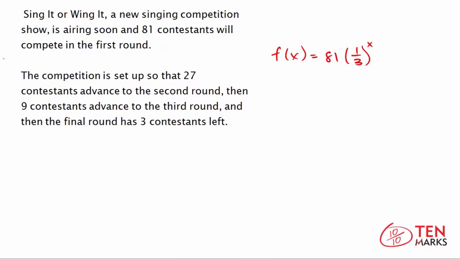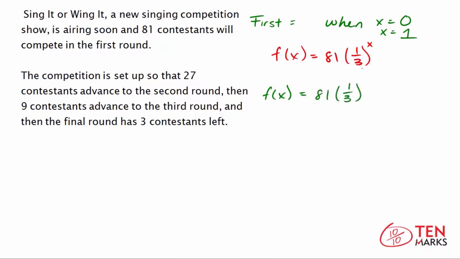Now the first round, okay, let's think about the first round. First round is when x equals 0. So that means the second round is when x equals 1. So let's use this formula and just test it out. So you have f of x equals 81 times 1/3 to the power of x, and we're going to check how many contestants are in the second round, which is when x equals 1.